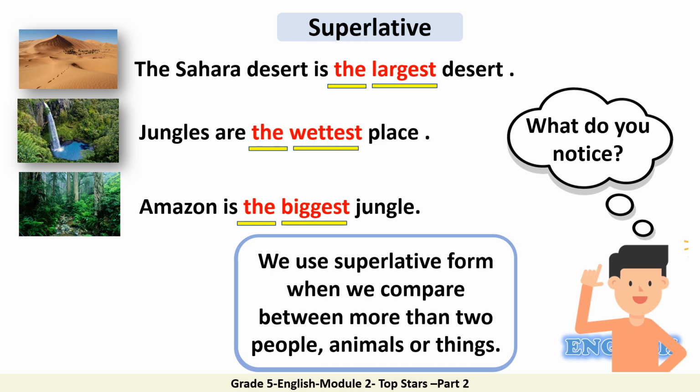So in the first sentence, we compared Sahara Desert to all other deserts in the world. And in the second sentence, we compared jungles to all other places in the world. And in the last example, we compared the Amazon jungle to all other jungles in the world. So we compare one thing against the rest of the group.